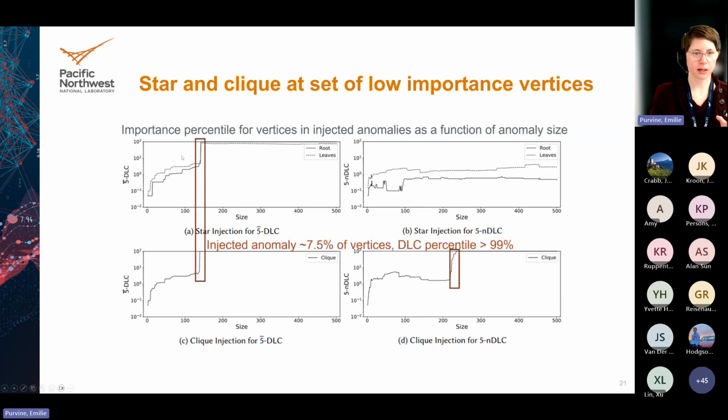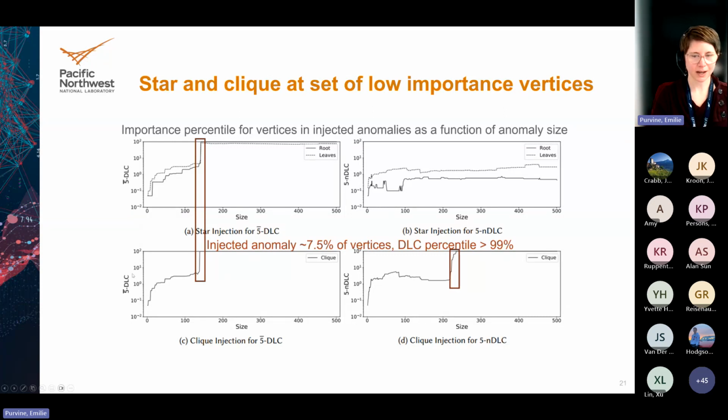The first takeaway is that you only have to inject a star of roughly 7.5% of the vertices to jump the importance value of the place where you did the injection up to basically the 99th percentile. So it's just the biggest thing. So that's 7.5% of the vertices, which is still pretty big compared to the degree of most of the vertices. But just to see that you don't have to go all the way up to the top to start to see these things.